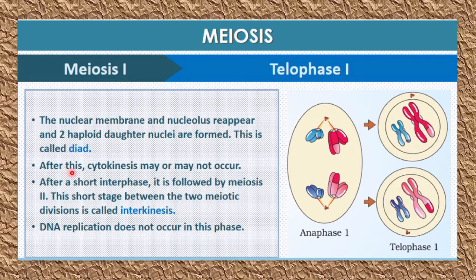And after this, the next stage will be cytokinesis. But this cytokinesis may occur or may not occur. That depends on the type of tissue, type of animal, or type of organism. So it is not a compulsory stage. Cytokinesis may occur or may not occur.